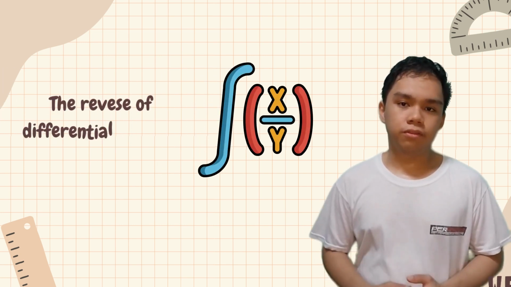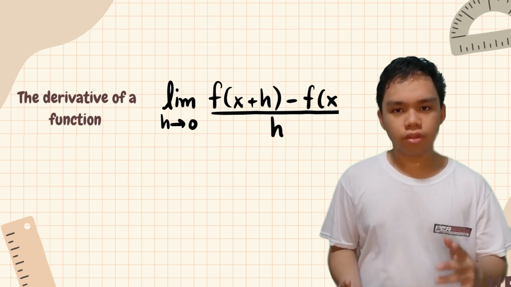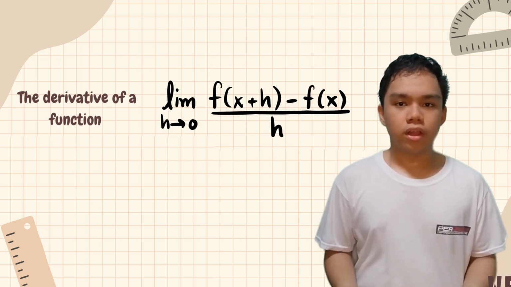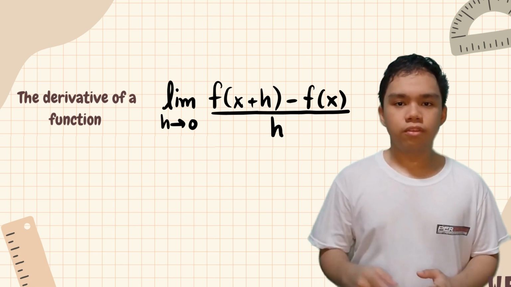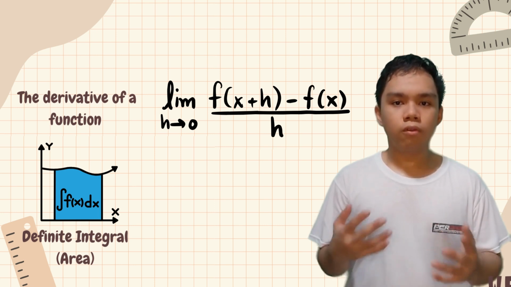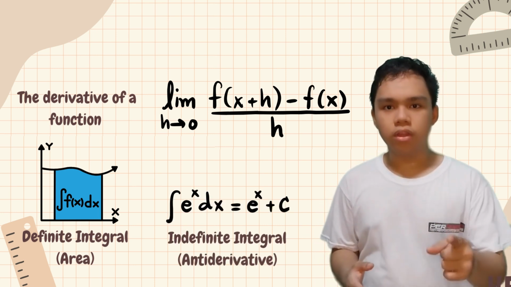Integral calculus. It is another branch of calculus known universally as the reverse of differential calculus. If you can remember your previous studies, differential calculus focuses on finding a derivative, which represents the rate of change of a quantity with respect to another. On the other hand, integral calculus involves finding the definite integral, or the area beneath the graph over a specified interval, and the indefinite integral, or the antiderivative.